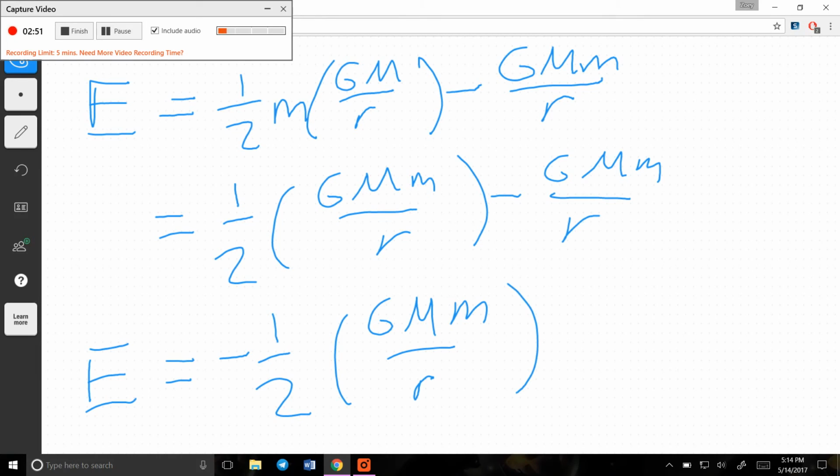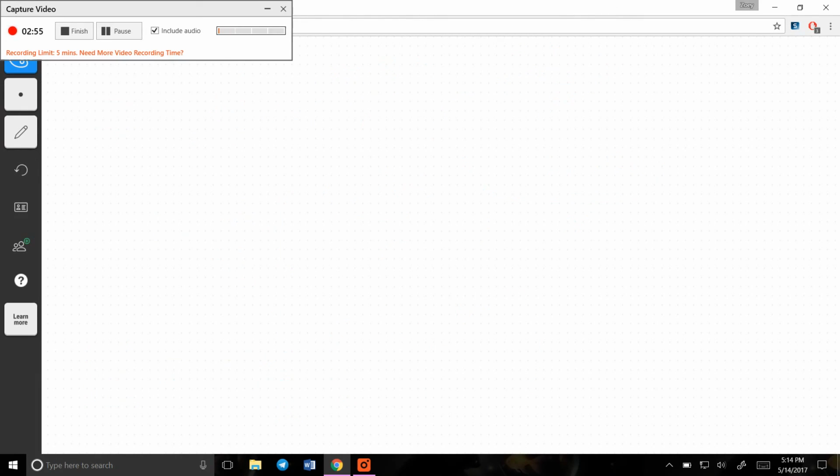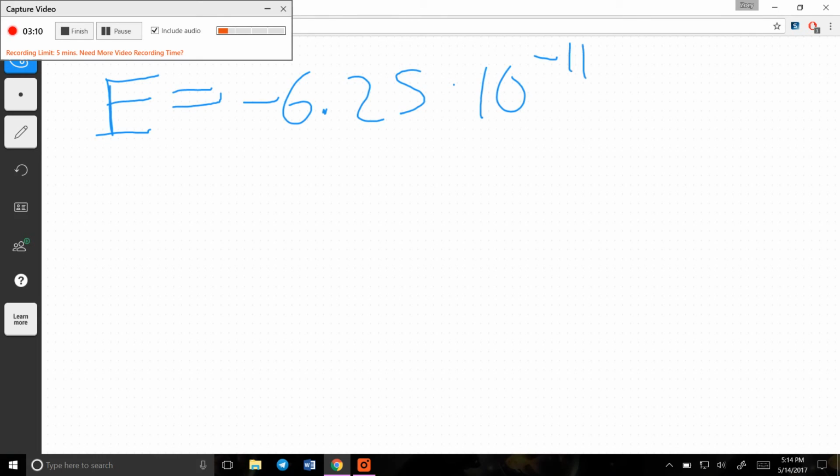And plugging in the given values, we get energy is equal to about negative 6.25 times 10 to the negative 11 joules.